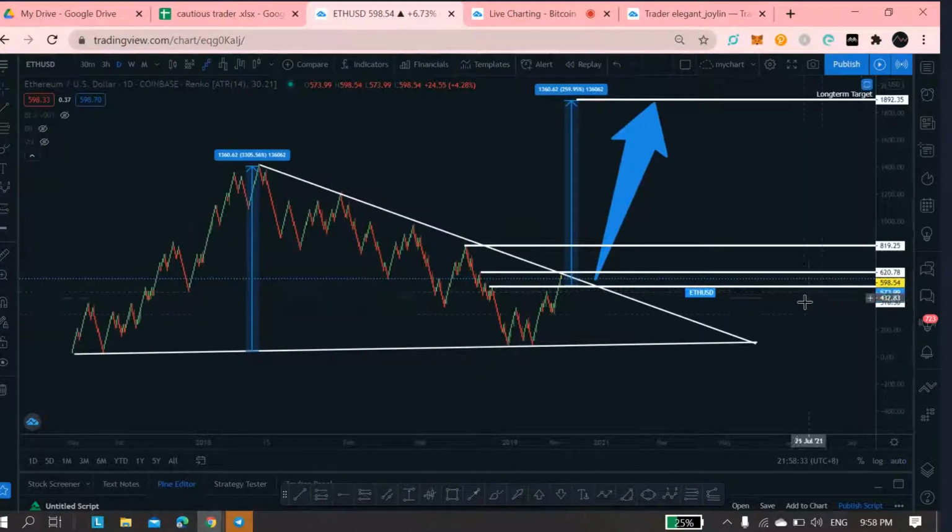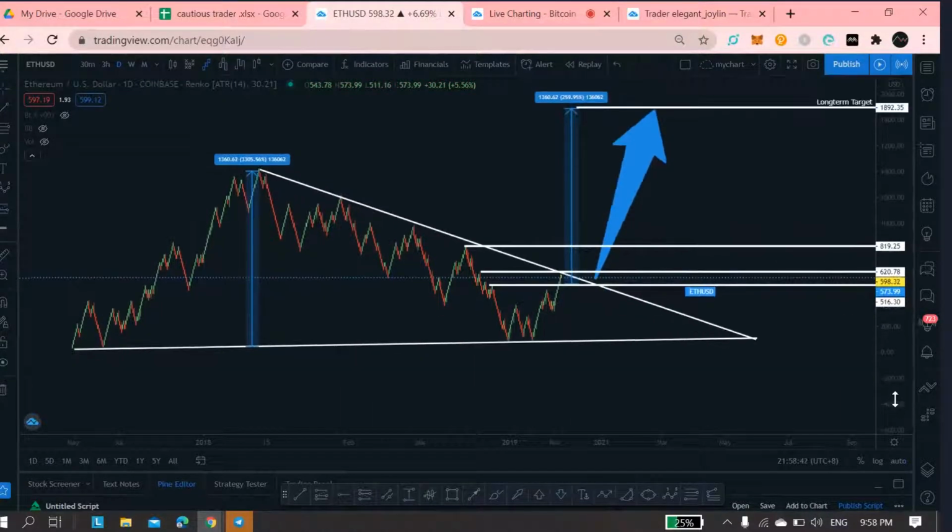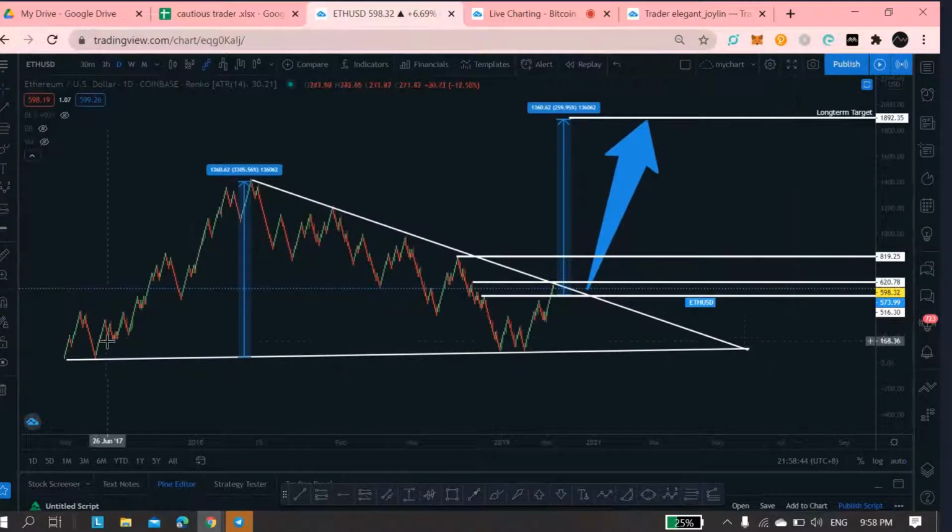So my target here, or my long-term target, is close to $2,000. Actually, we can even use the Elliott wave here, because you can clearly see that it's just wave 1, wave 2, and possibly wave 3, which is longer. However, currently it's at a very critical level, which is at the resistance area.